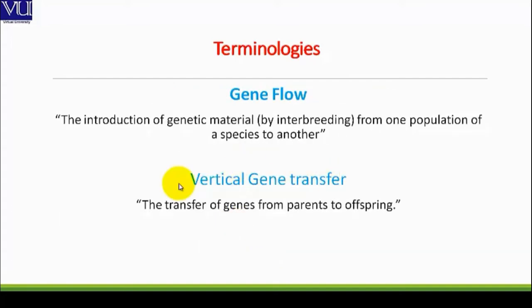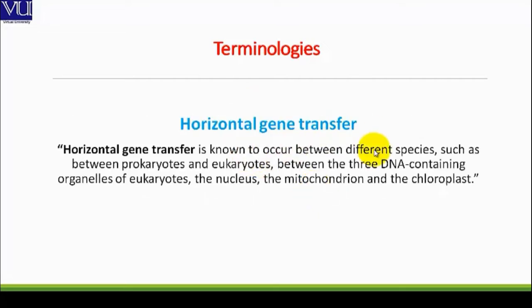Gene flow. Gene flow is the movement of genes from one population to another population, or the introduction of genetic material by interbreeding from one population of a species to another population. The next is vertical gene transfer. Vertical gene transfer is a form of gene flow in which genes transfer from parents to offspring through sexual reproduction or through asexual reproduction. The next is horizontal gene transfer. Horizontal gene transfer is known to occur between different species, such as between prokaryotes and eukaryotes, between the three DNA containing organelles of the eukaryotes, for example the nucleus, the mitochondrion and chloroplast, and all these three organelles are the DNA containing organelles. Thank you.